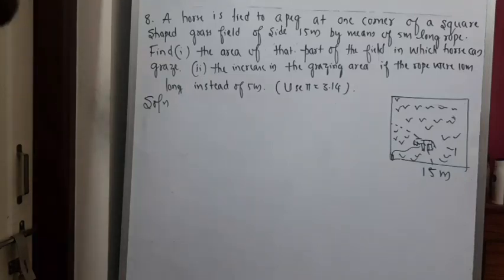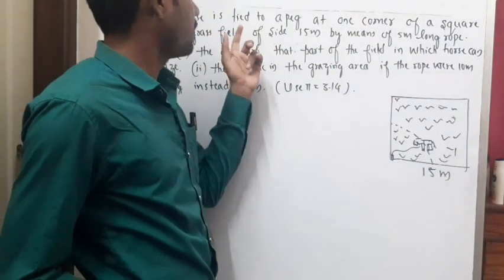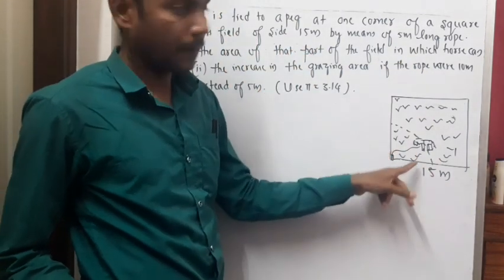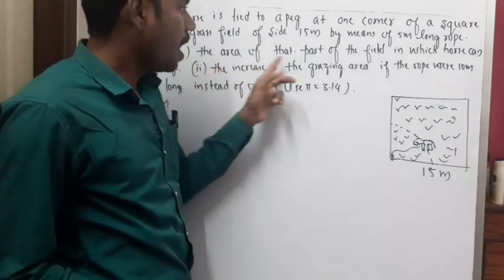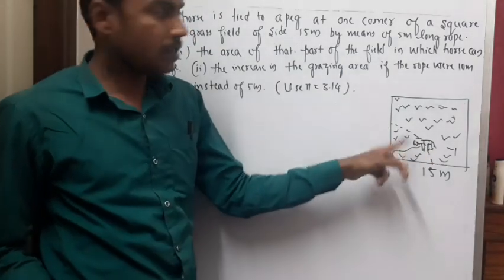Eighth question. A horse is tied to a peg at one corner of a square shaped grass field of side 15 meter by means of 5-meter rope. So find the area of that part of field in which the horse can graze.